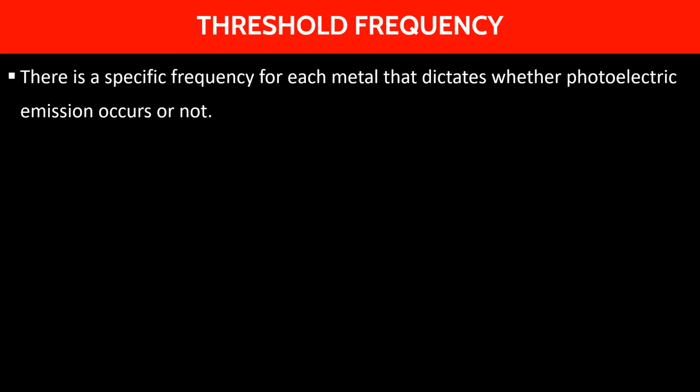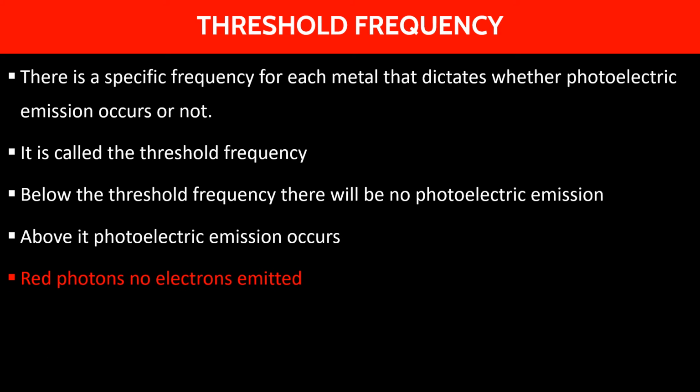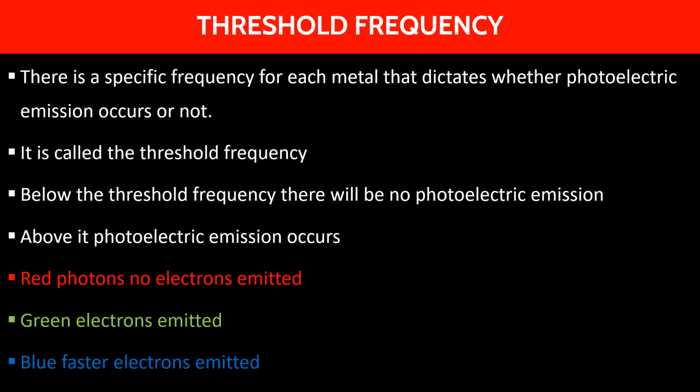So there is a line in the sand, as it were. There is a specific frequency for each metal that dictates whether photoelectric emission occurs or not. And we call that the threshold frequency. Below the threshold frequency, you won't get any photoelectric emission. So in the case of red light, above it, you do get photoelectric emission, as in the case of green and blue. So red, no electrons, green and blue.